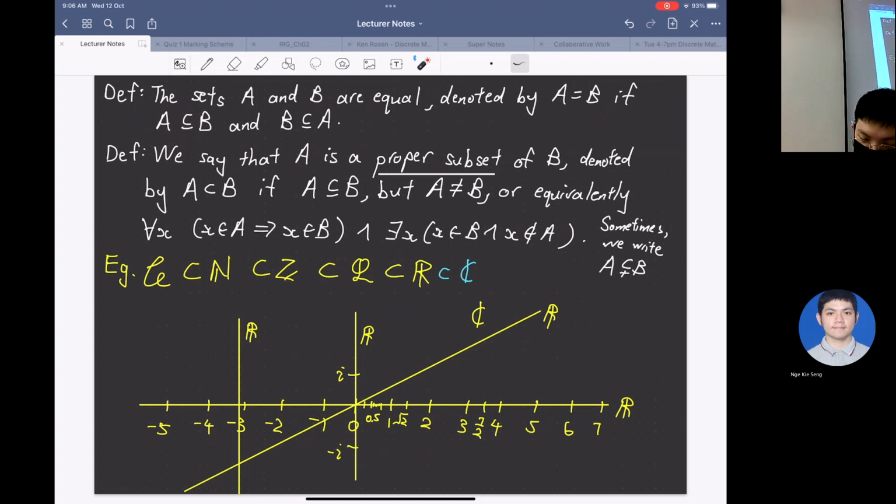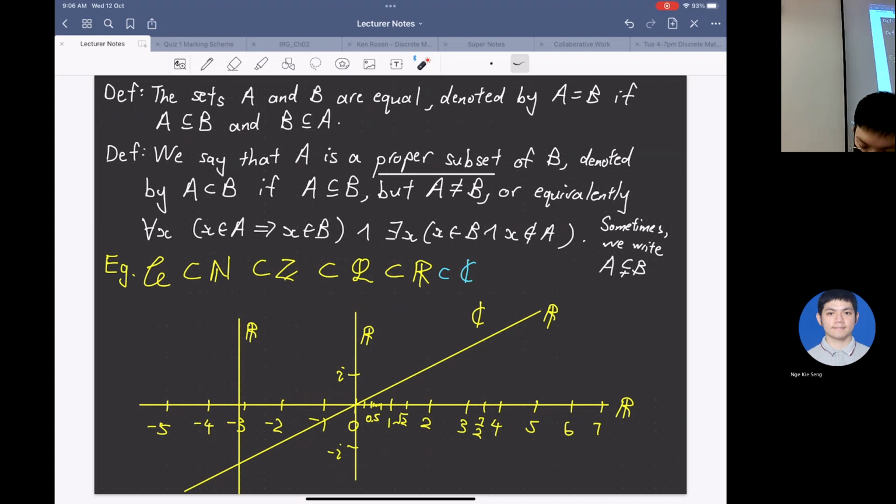Now I recall the definition of a proper subset, which is a subset, but they are not equal. At the same time, I recall what a subset is: for every x in A, x has to be in B. And if they are not equal, you can find something in B which is not in A. Remember that I showed this example here, and then I drew out how they sit relative to each other.